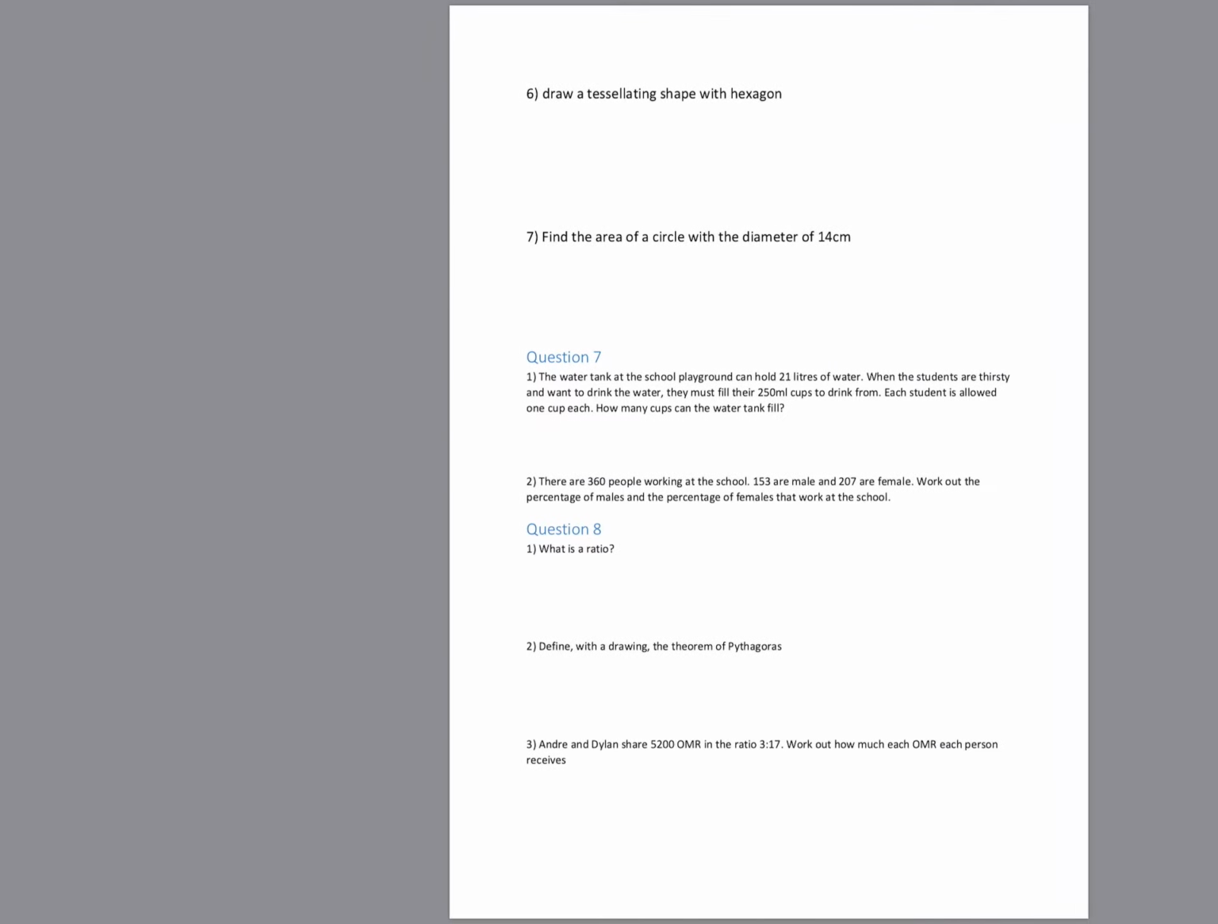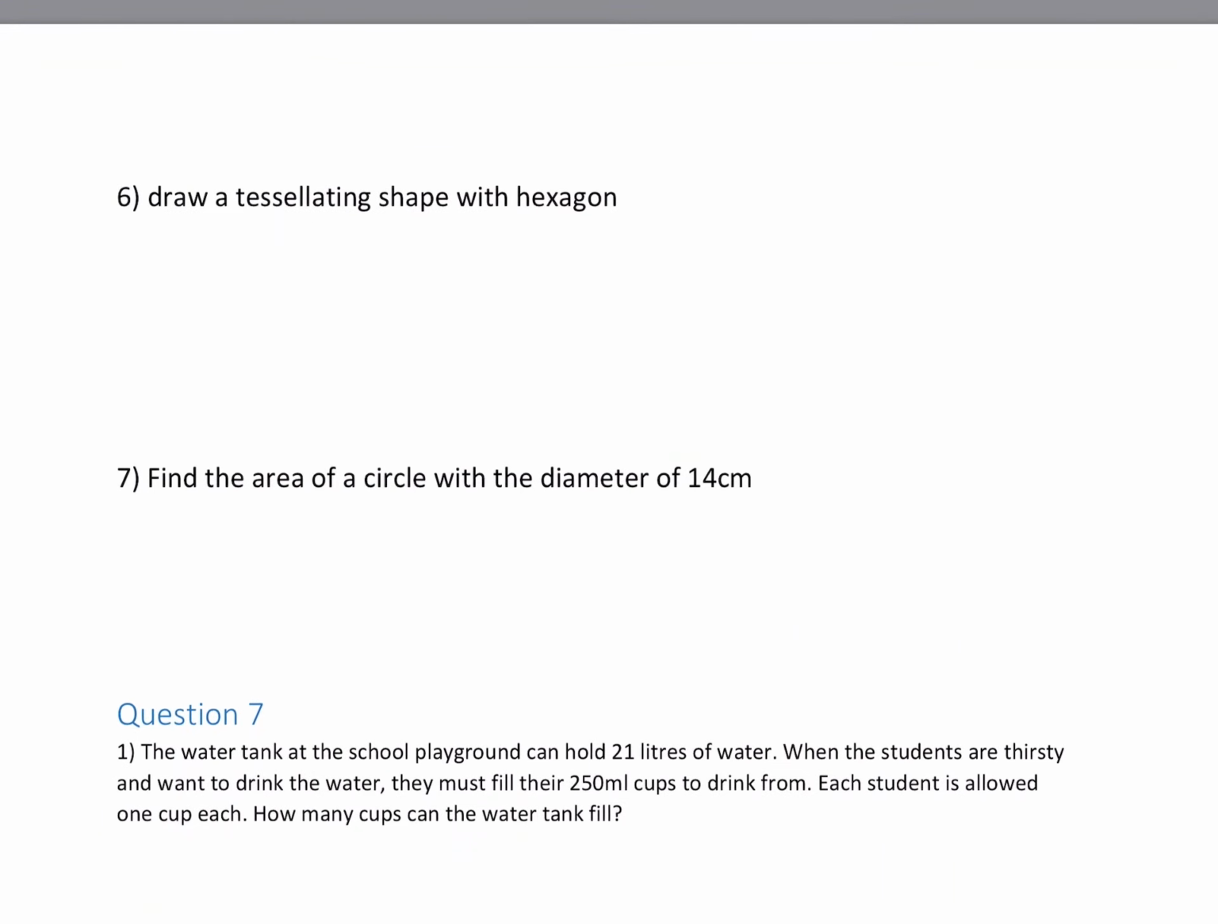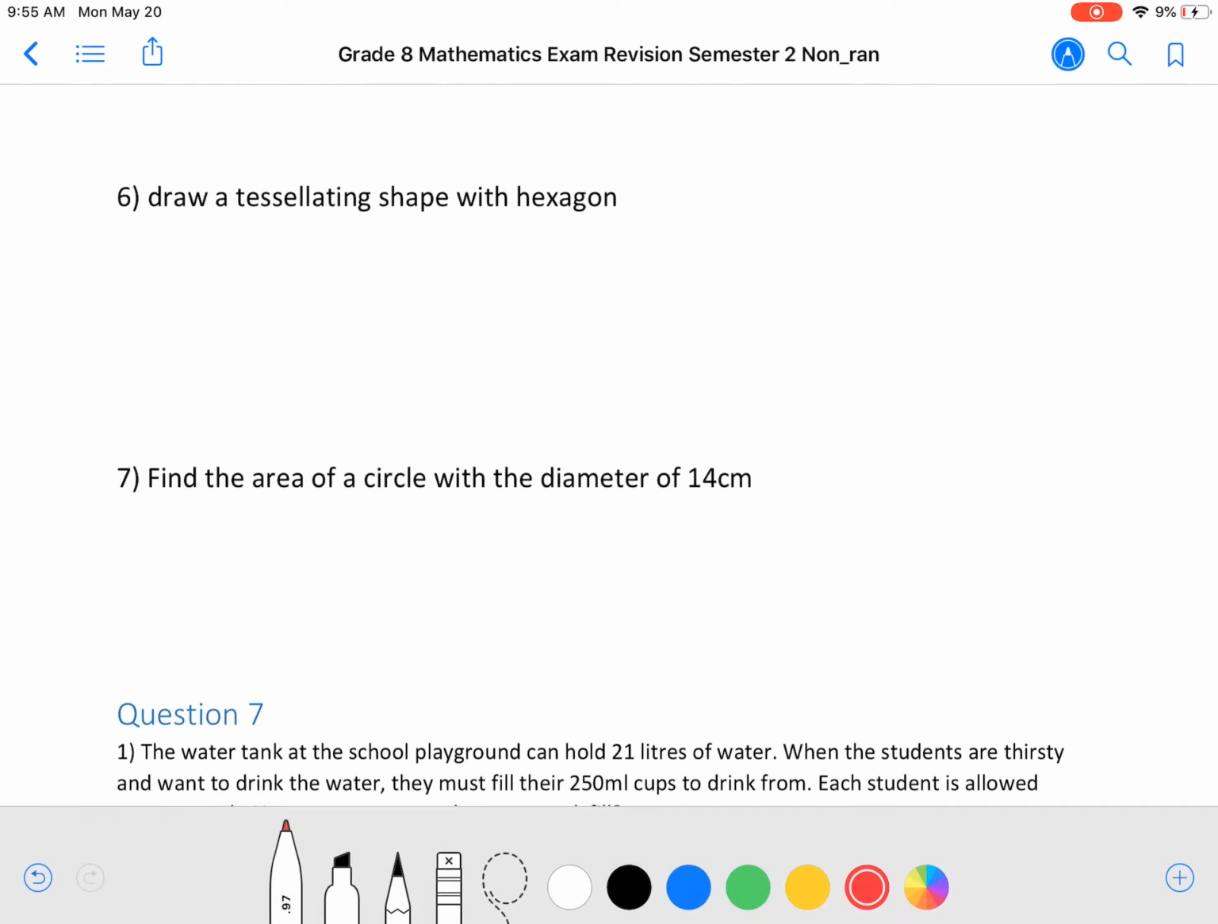Question 6 says, draw a tessellating shape with a hexagon. So we first draw one hexagon. Let me just count the sides: 1, 2, 3, 4, 5, 6. So x is 6. And then here we can obviously continue drawing another one.